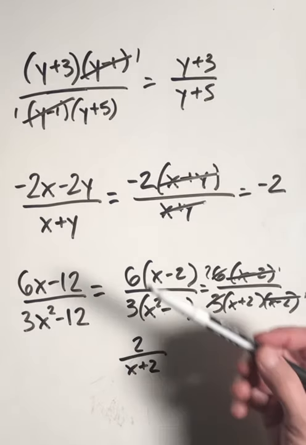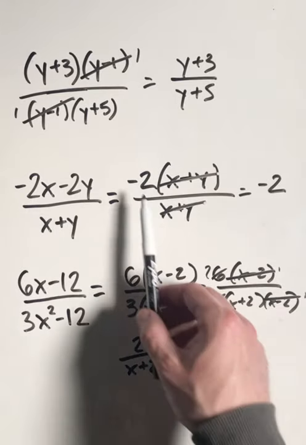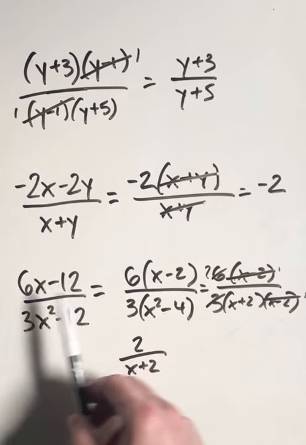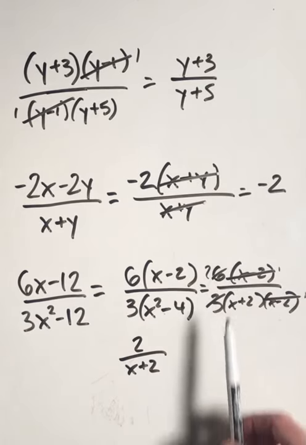So in each of these, we're going to try to factor what we can before canceling it. We may need to factor the numerator independently of the denominator. We may need to factor both of them, and we may need to factor repeatedly until we can find common factors to cancel.